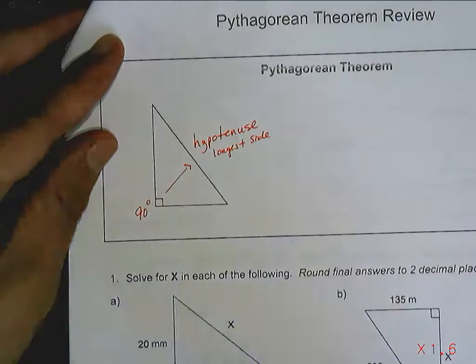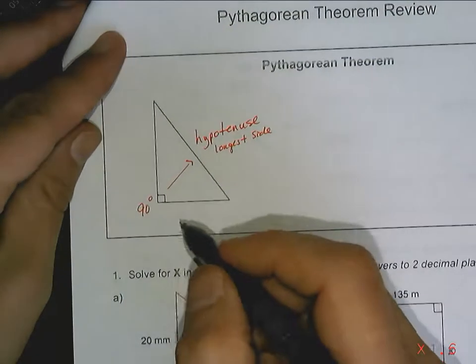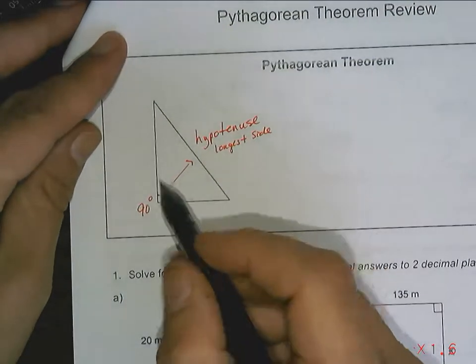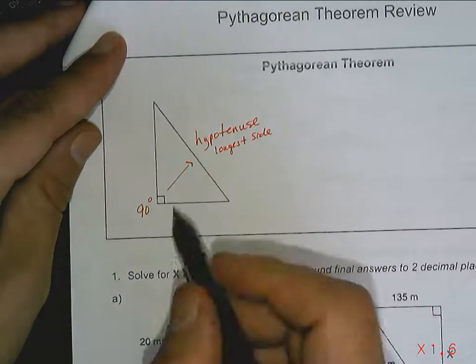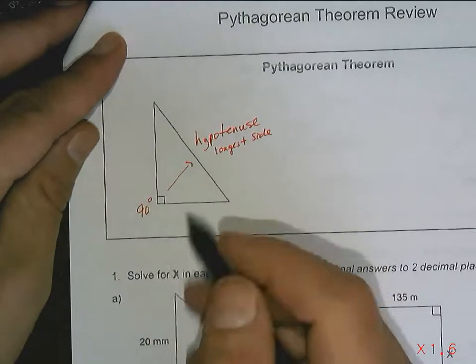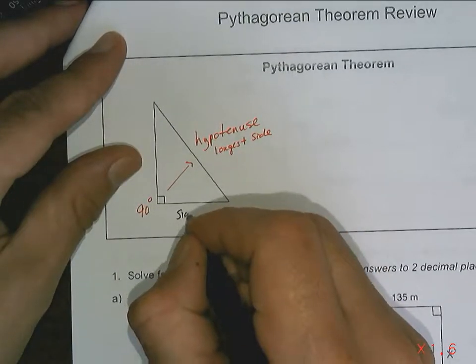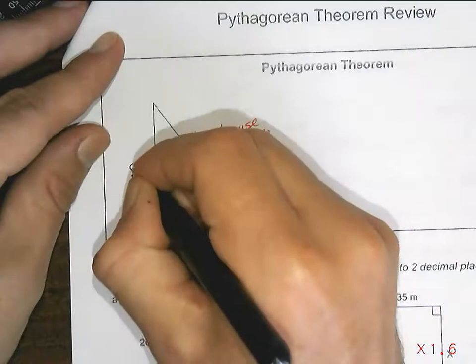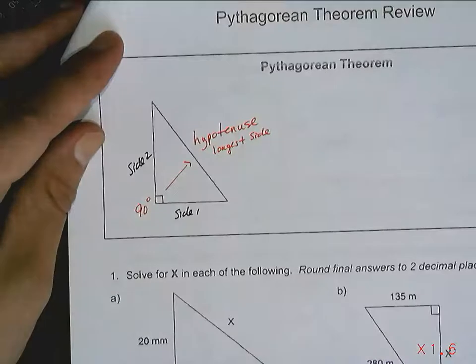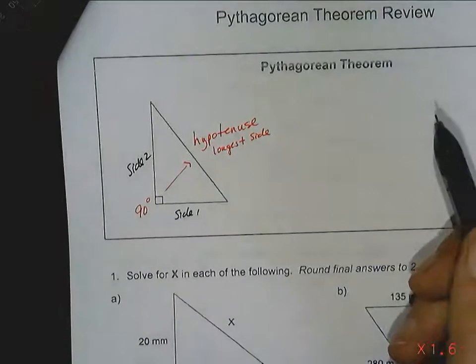Now, the other two sides are actually called legs, to be honest with you. They're called the legs of the triangle. We can call them side 1 or side 2. I like to call it just side 1, and I like to call it side 2. You can do whatever you want, but that's what I do.